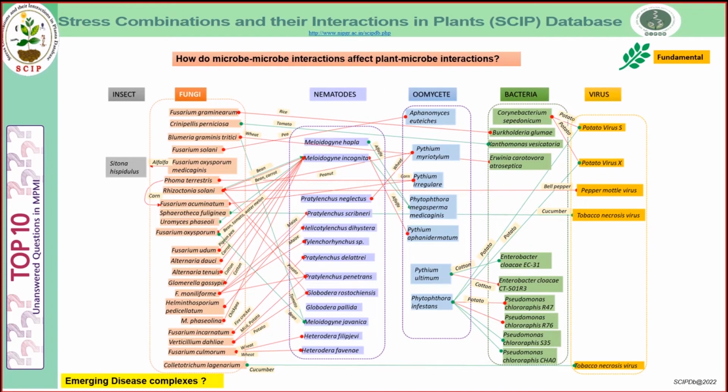Here in this diagram, which has come from the analysis of the SCIP database, we can see that there are various pathogen interactions which have a negative impact on the plants, shown by the red arrows, whereas the green connecting lines show that such interactions between the pathogens or the pests have a positive impact on the plants.